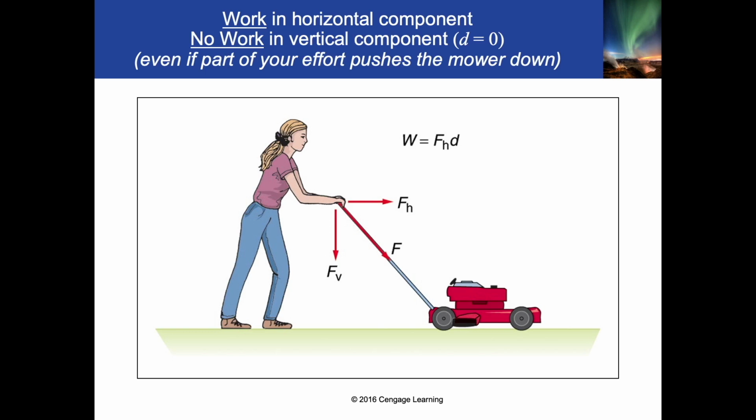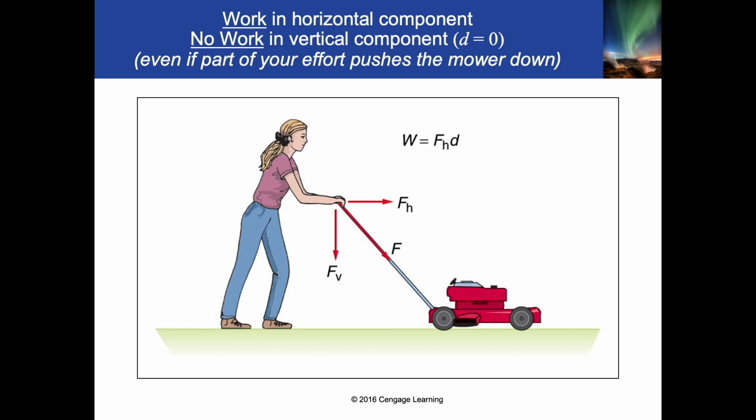So again, she's only going forward in a horizontal fashion. If she were actually pushing down on it, not pushing down because she's going forward, but actually pushing down, then you would have the force V and the force H. But she's only pushing forward, so it's only force H times distance.